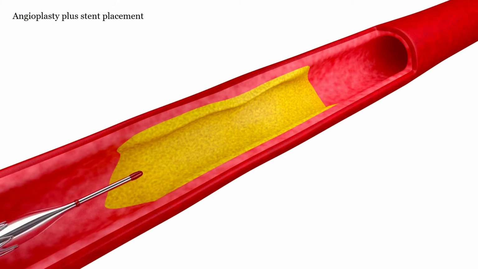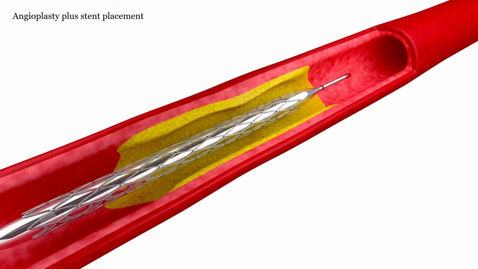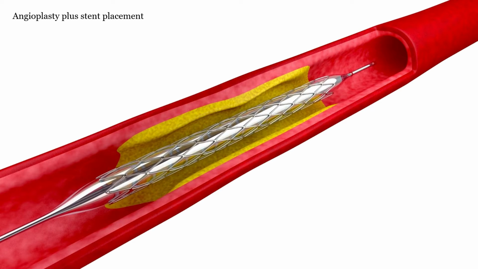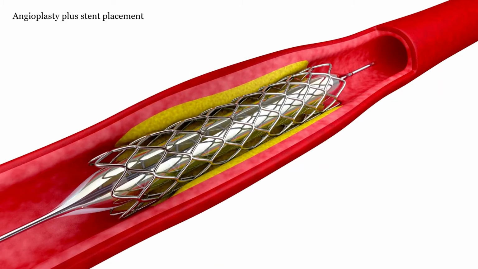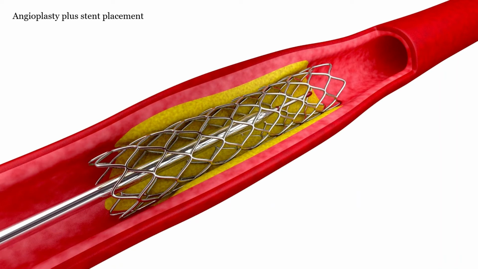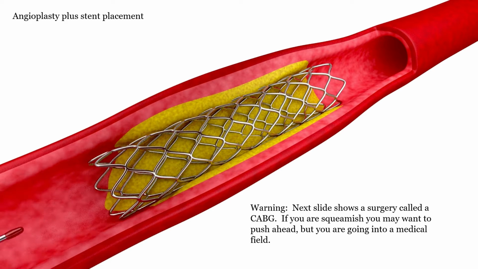During a coronary catheterization, you can do angioplasty, or ballooning open a blockage, then place a stent to keep it open. Stents may be drug-eluting, meaning it has medication on it to prevent clot formation. The next slide shows a surgery, so viewer discretion ahead.